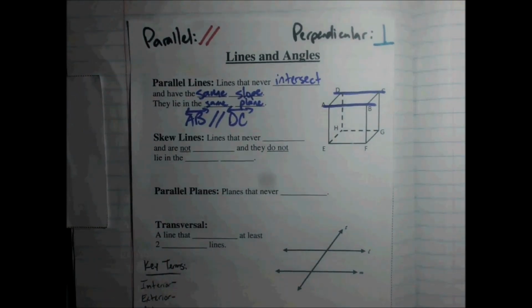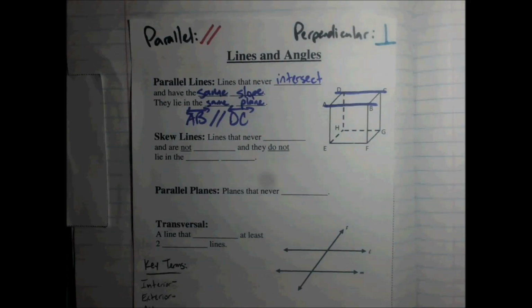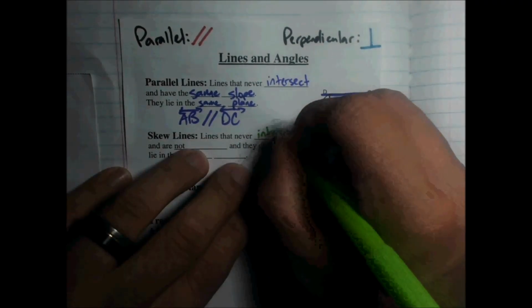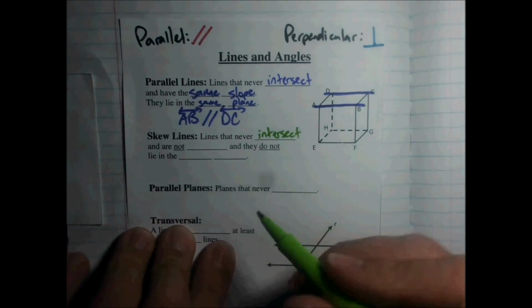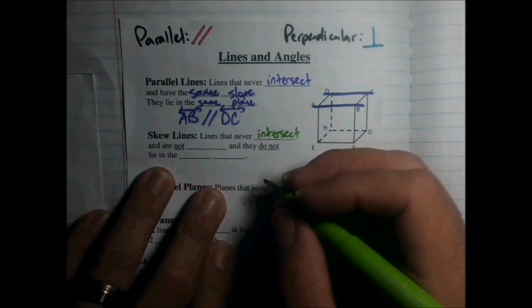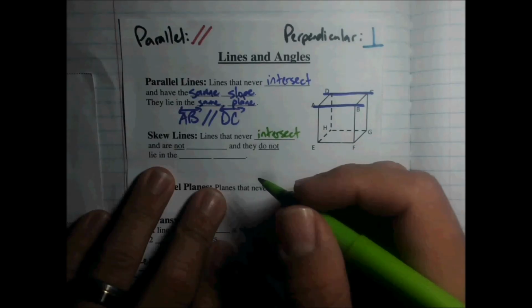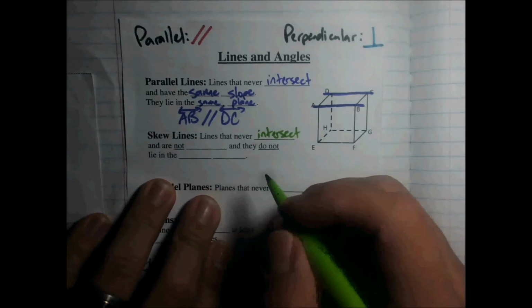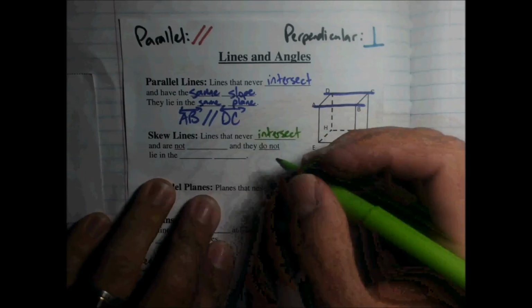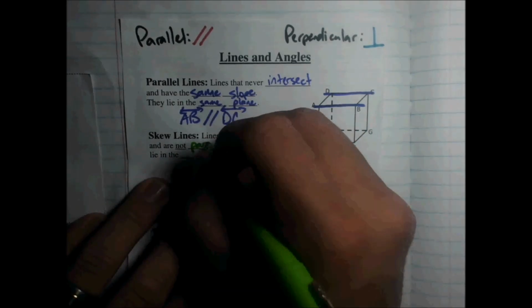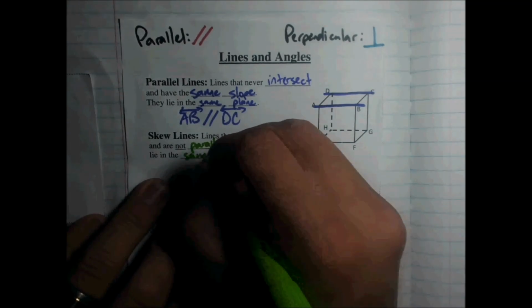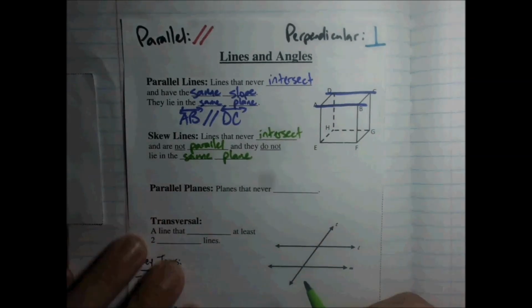Skew lines. So skew lines also never intersect, but they are not parallel, and they do not lie in the same plane. All right. So these are a little bit different direction. They're kind of going like that. These ones are not. So skew lines are kind of weird.